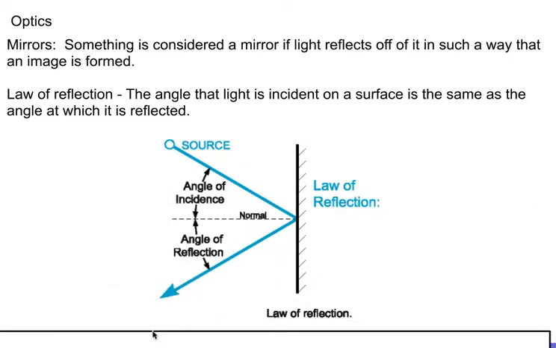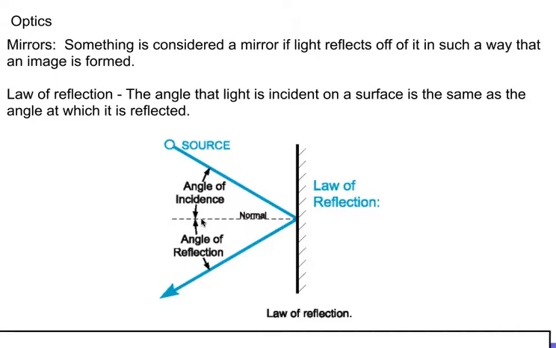When we're talking about the reflection of light, we are using the law of reflection. The law of reflection tells us that as light comes from a source and hits a mirror, and when it bounces off, the angle that it hits at and the angle that it bounces off at are the same.